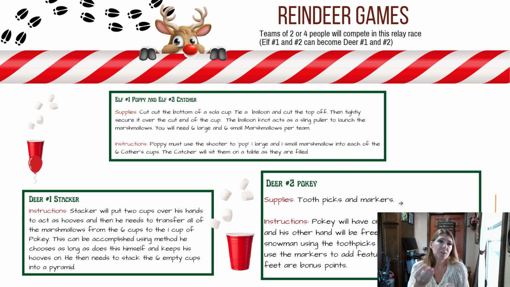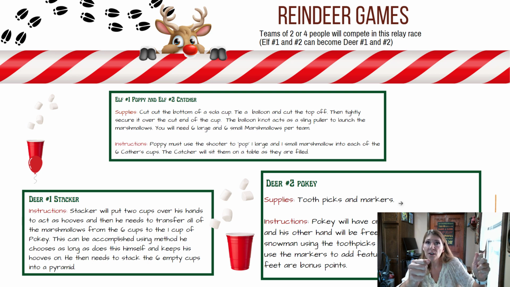There's 4 characters: elf number 1, elf number 2, deer number 1, and deer number 2, although the elf and deer are interchangeable. So basically first, you cut out the bottom of a solo cup. So now you can go all the way through it. The bottom is cut out, and you take an empty balloon and you tie it, so you have that knot. Then you cut the top off.